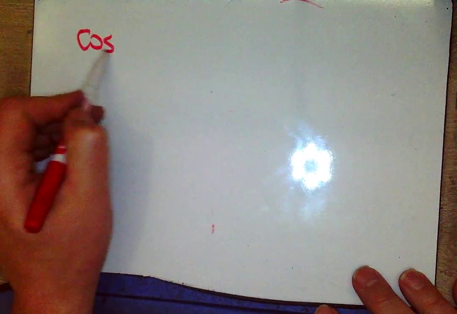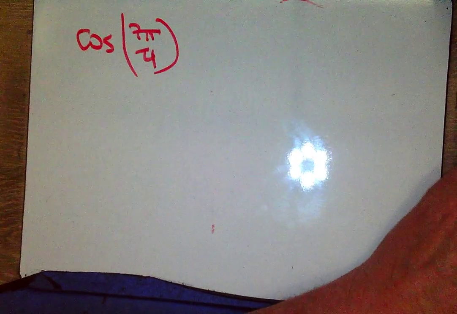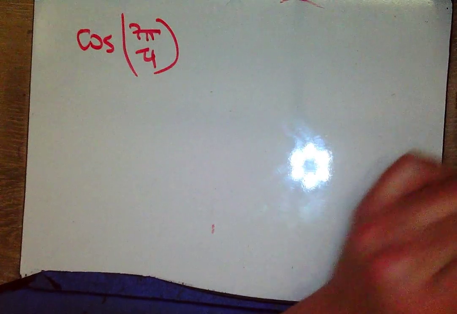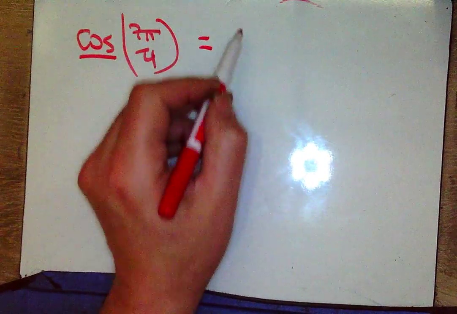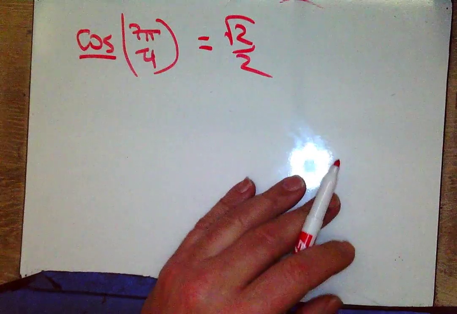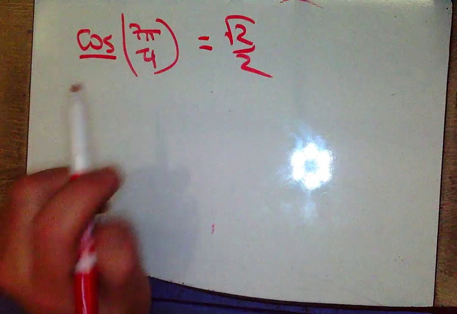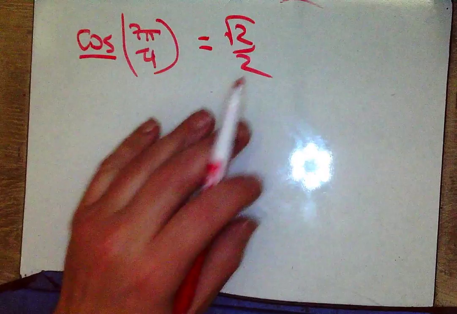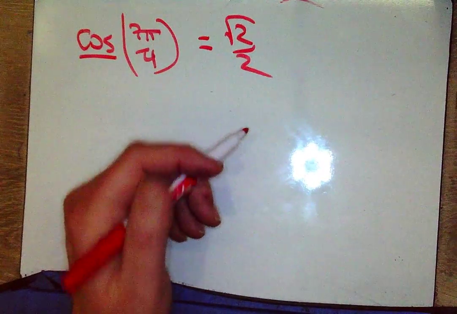Okay? How about cosine of 7 pi over 4? 5, 4, 3, 2, 1. Okay, so cosine is the x value. The x value at 7 pi over 4 is root 2 over 2. And if you're not here yet, don't worry about it. But if you're not here in 3 or 4 more videos, yeah, you're falling behind and you really need to work on this. We'll try and do it in the videos as well.